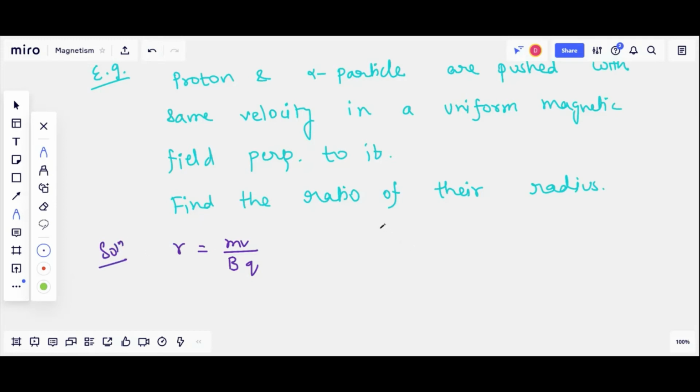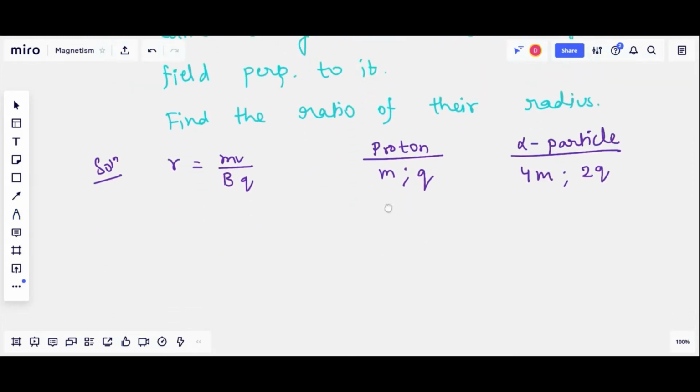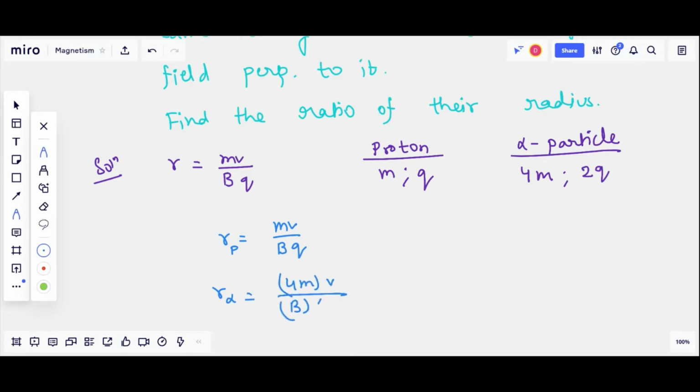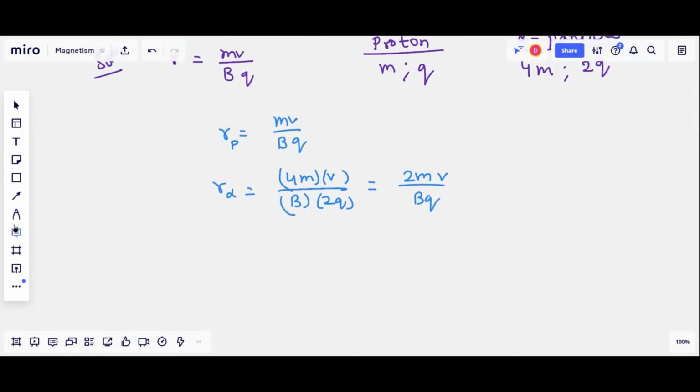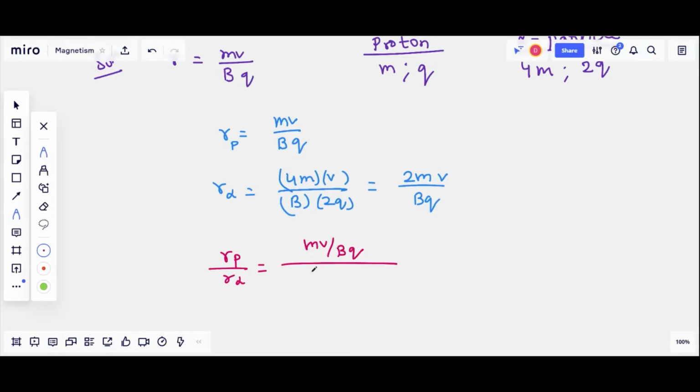So we need to know one relation: if we take the mass of the proton as m and the charge as q, then the mass of the alpha particle is 4 times that of the proton, and the charge is 2 times that of the proton. Keeping these in mind, the radius of the proton is mv over bq, and the radius of the alpha particle is 4mv over b times 2q. This comes out as 2mv over bq. We need to find the ratio. With simple algebra, the ratio of rp over r alpha is mv over bq divided by 2mv over bq, which comes out as 1 over 2. So this is the required ratio of the radii of the proton and the alpha particle.